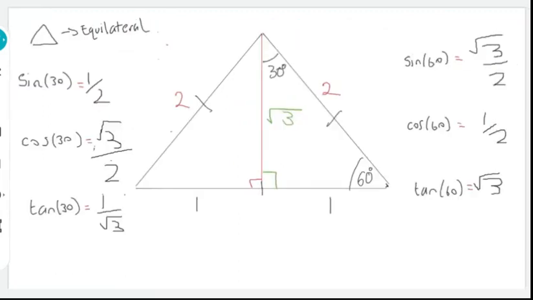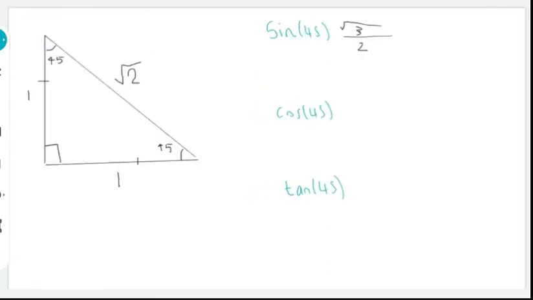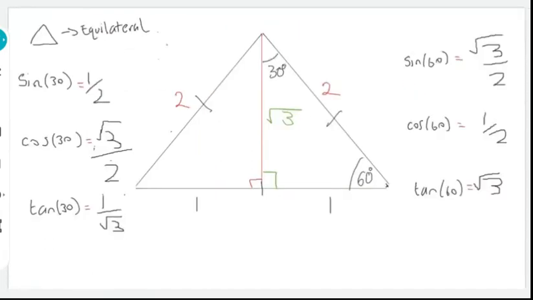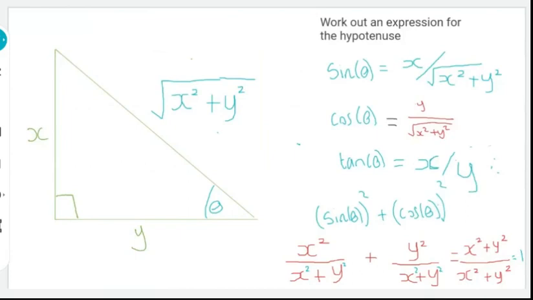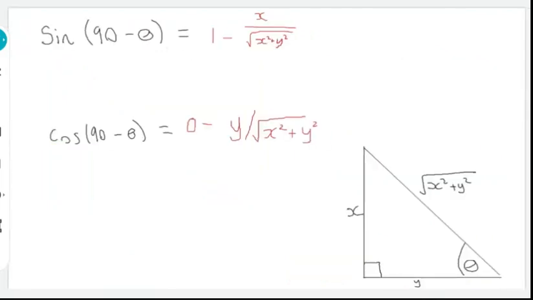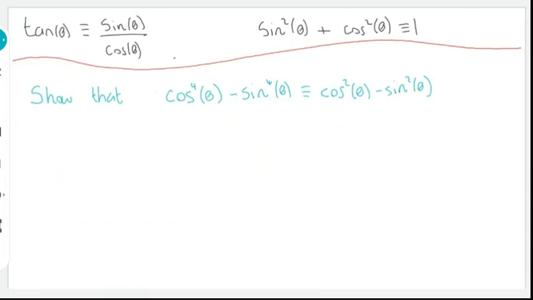Lovely stuff. So slide 4, I think, we've accomplished what we needed to do. So it remains that we need to work out slide 3, the values of sine 45, cos 45, tan 45, using that triangle. Slide 5, I think we've accomplished as well. We've worked out that sine squared theta plus cos squared theta is 1. Slide 6 is still a bit of a mystery, and slide 7 is also a bit of a mystery.